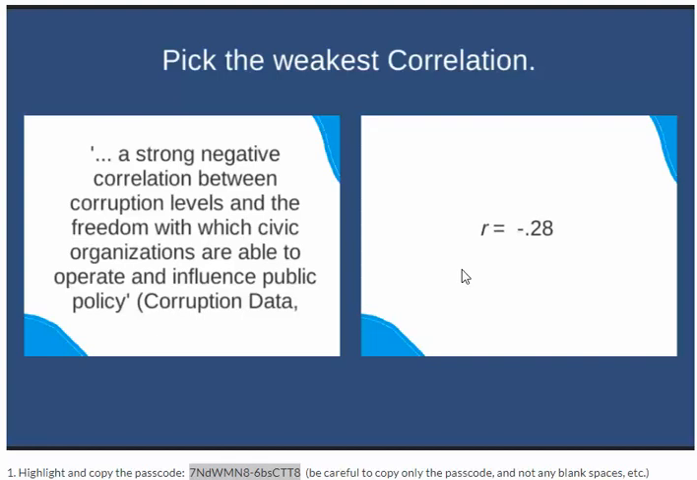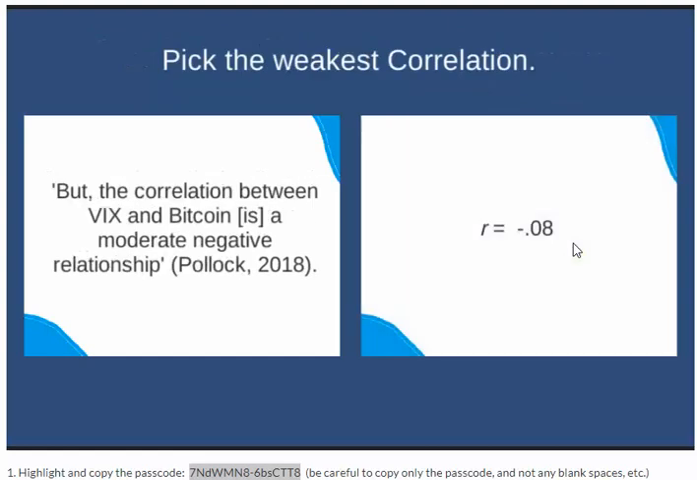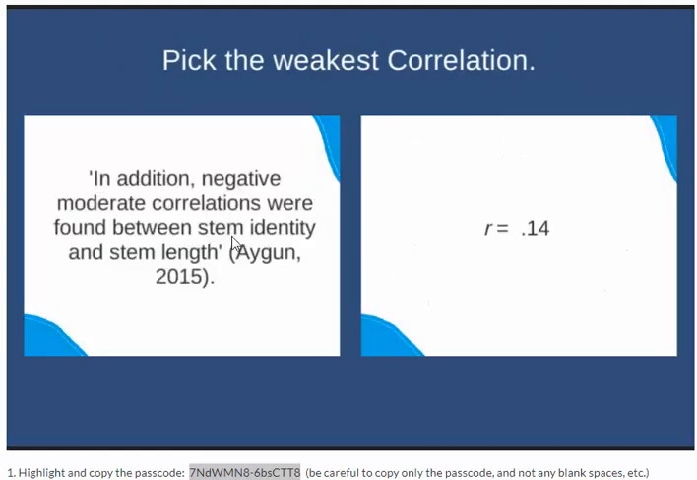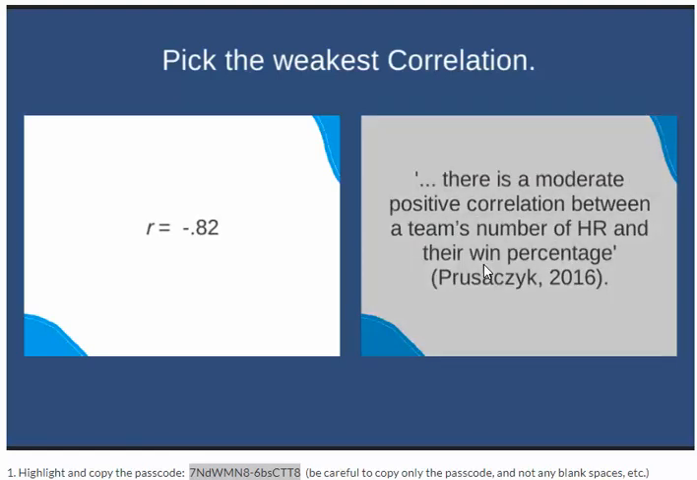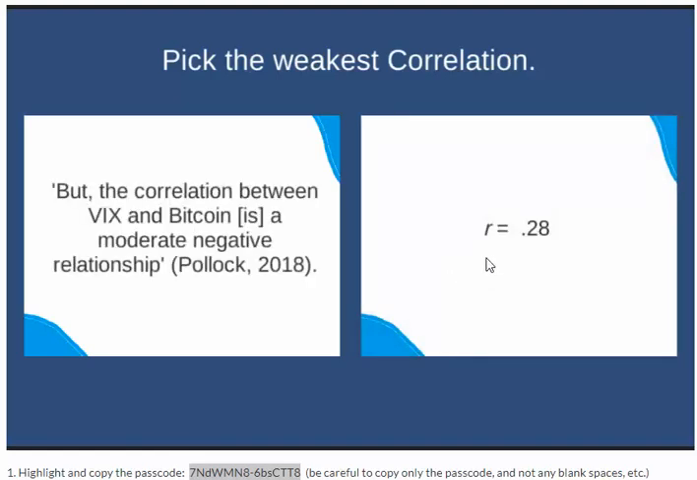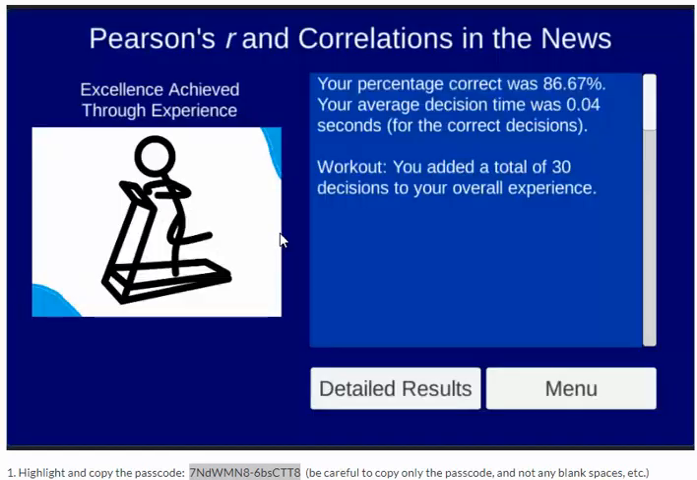And basically, as you get experience with this, it's easier for you to quickly scan through the information and pull out the important or more relevant info that you need here. So there will be approximately 30 decisions that you make, and then at the end of it, you'll see your average performance as well as how long it took you to make each of these decisions. Okay, so our performance was 86.67% accuracy. Our decision time was 0.04 seconds.